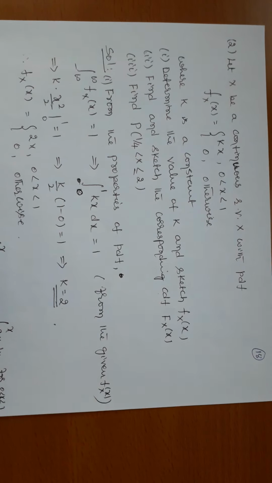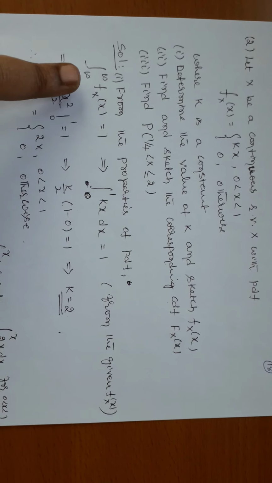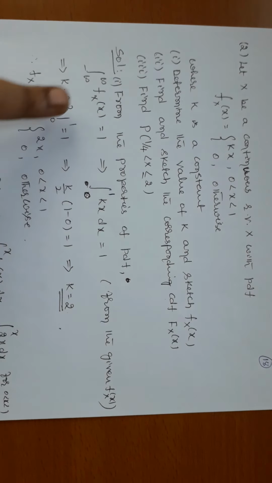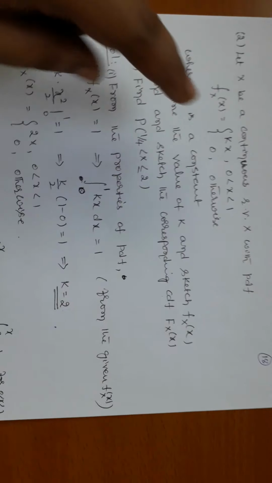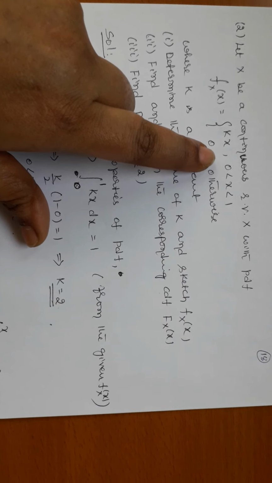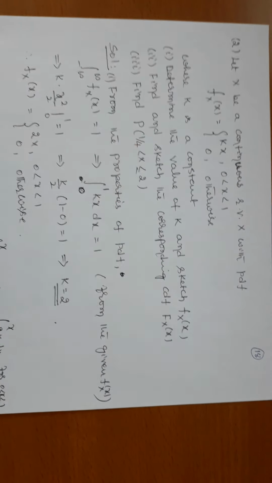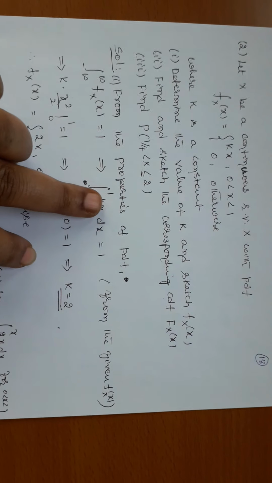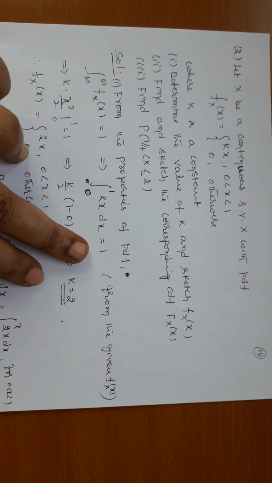Therefore, what is given in the problem is a PDF. From the properties of a PDF, I am going to take the second property: the integral from minus infinity to plus infinity of fx of x equals 1. Based on the given function, I change the limits to 0 to 1, because except for 0 to 1, in the rest of the cases the function is 0. So from 0 to 1, the function is Kx with respect to x, equal to 1.